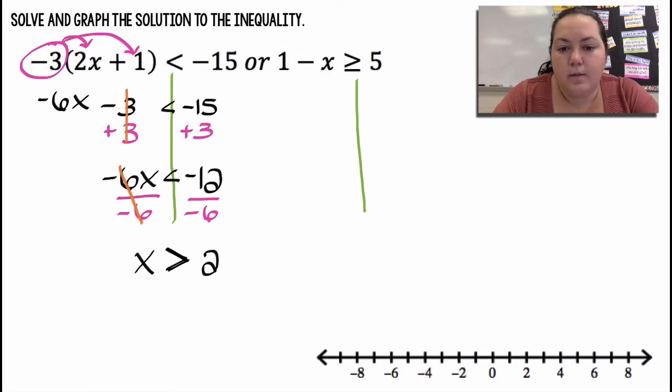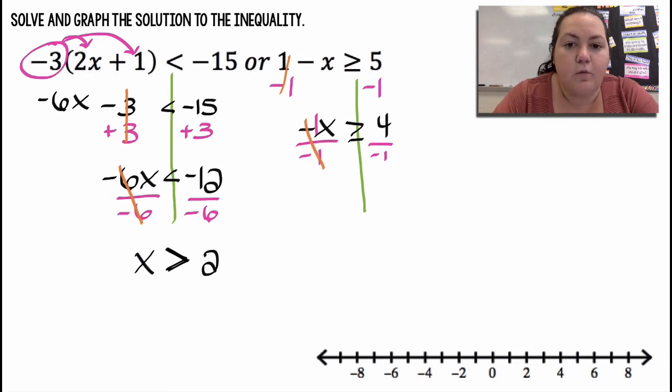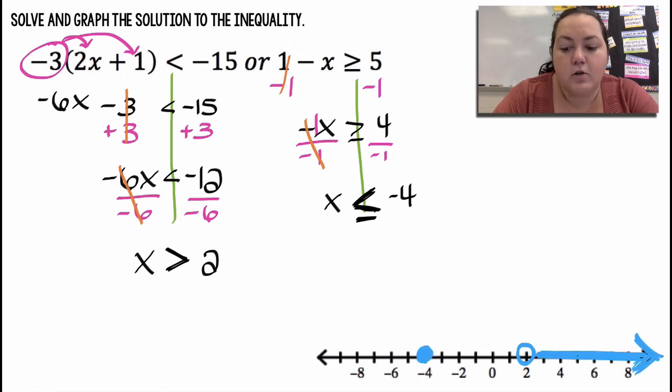And for the next one, I'm going to subtract the 1. So I get negative x is greater than or equal to 4. Really, there's a 1 in front of that x, so I'm going to divide both sides by negative 1. When I divide by a negative, I have to flip that inequality, so now it's less than or equal to negative 4. So at 2, I'm going to put an open circle, and I'm going to shade to the right. At negative 4, I'm going to put a filled in circle, and I'm going to shade to the left.